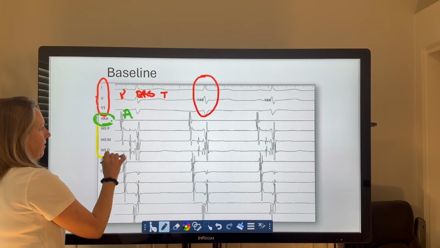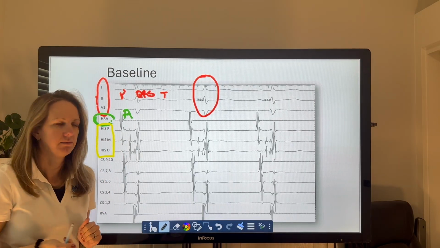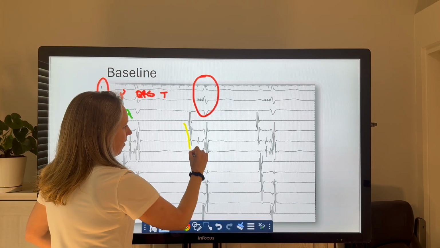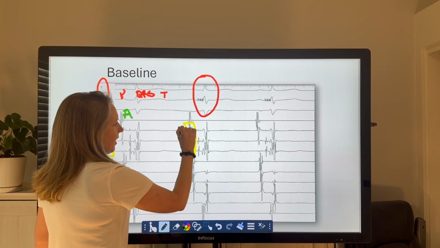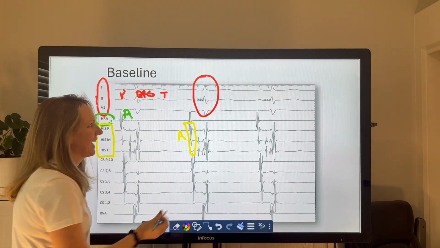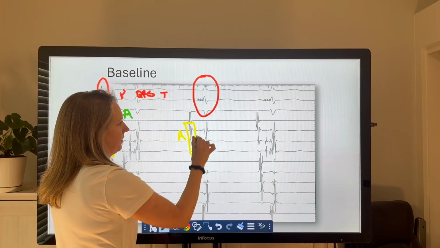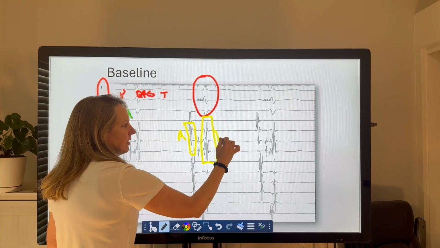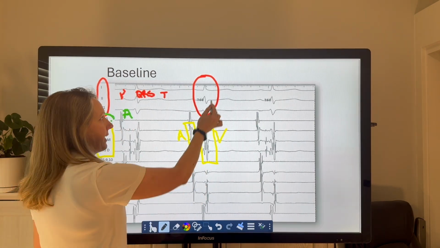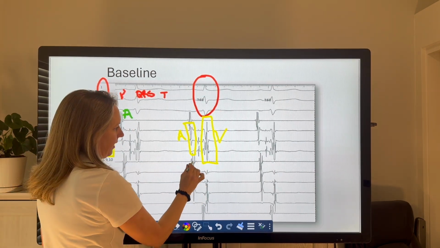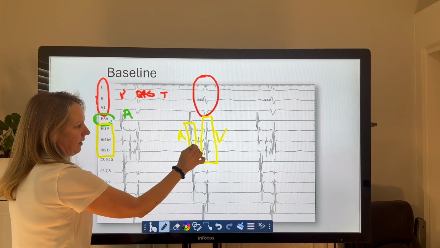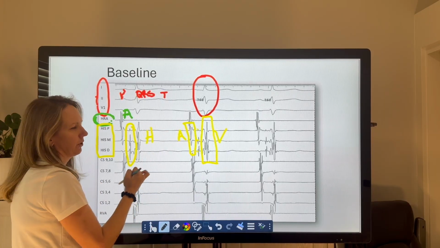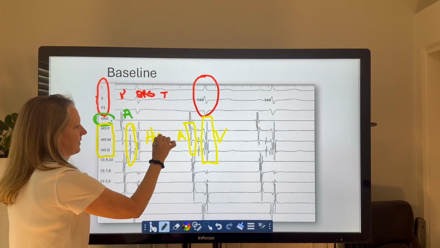Next, we have our His channels. And our His channels here, let me move over so you have more room. All of these are atrial signals, so that'll be an A lining up under the P wave. All of these guys are ventricular signals, or V, lining up under the QRS. And this little fella right in between, right here, is our sharp His. So we'll mark that with an H for His.